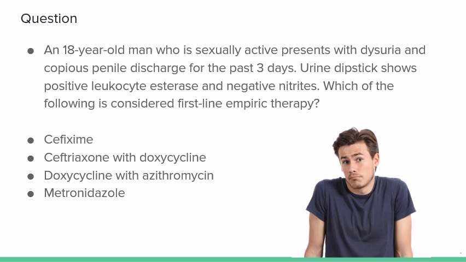So this is a test question from Ross Review. An 18-year-old man who is sexually active presents with dysuria and copious penile discharge for the past 3 days. Urine dipstick shows positive leukocyte esterase and negative nitrites. Which one of the following is considered first-line empiric therapy? So we have cefoxitin, Rocephin with doxycycline, ceftriaxone with doxycycline, doxycycline with azithromycin, and metronidazole. Those are the four choices.